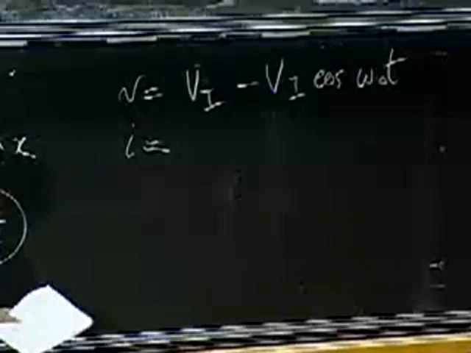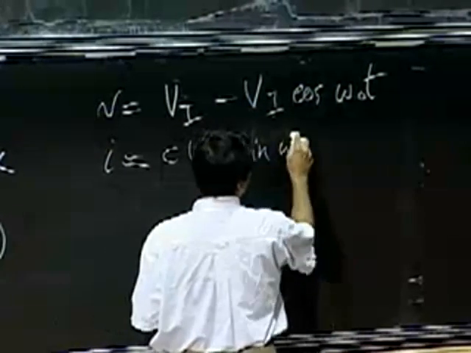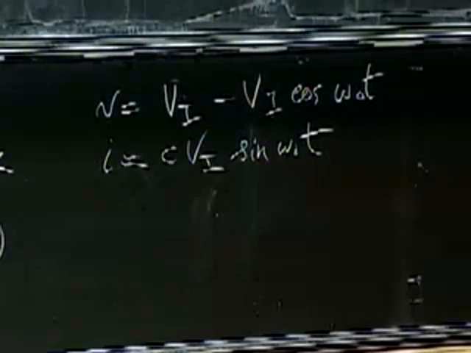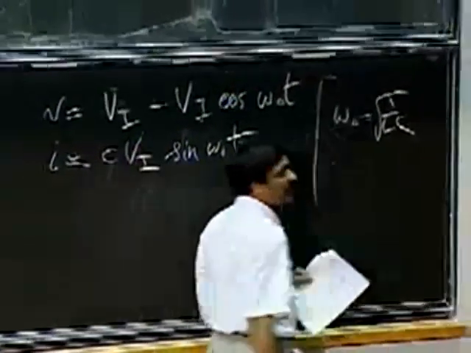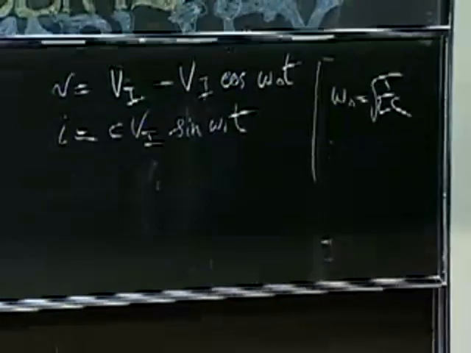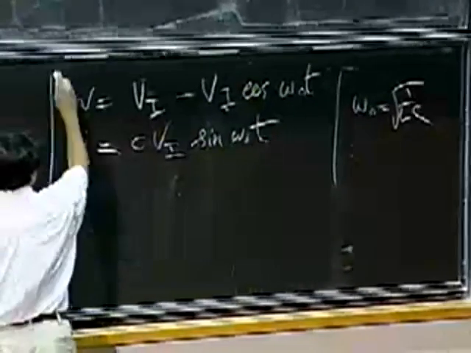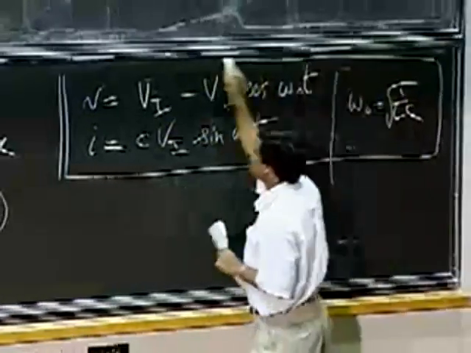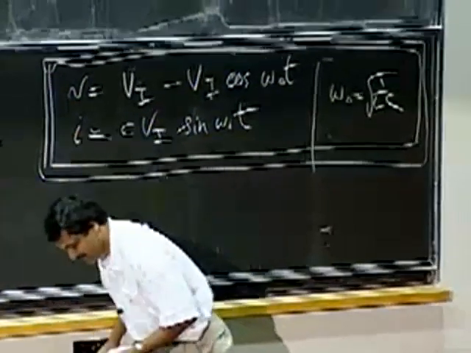And the current is C dV dt, which is simply C times Vi sine omega naught t. And just remember that omega naught is square root of 1 divided by LC. We're done. Actually, I did not give that answer the importance that was due. So let me just draw. There, that's better.